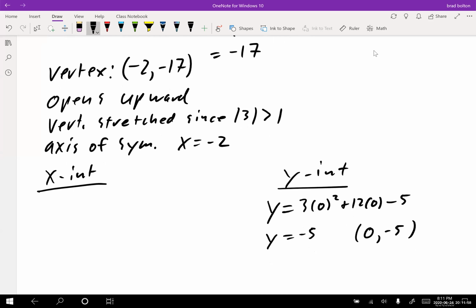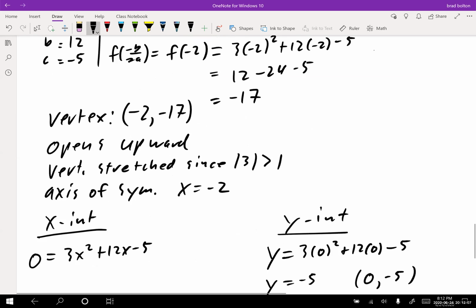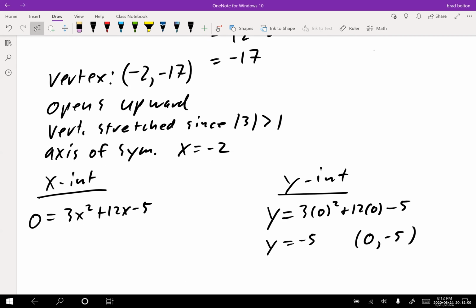For the x-intercepts, I have 0 equals 3x squared plus 12x minus 5. So all I have to do now is factor. Let's see. This does not look very factorable. This isn't going to be factorable, you guys. So this cannot be factored. That means that either the answers are really, really ugly or there's something weird going on.